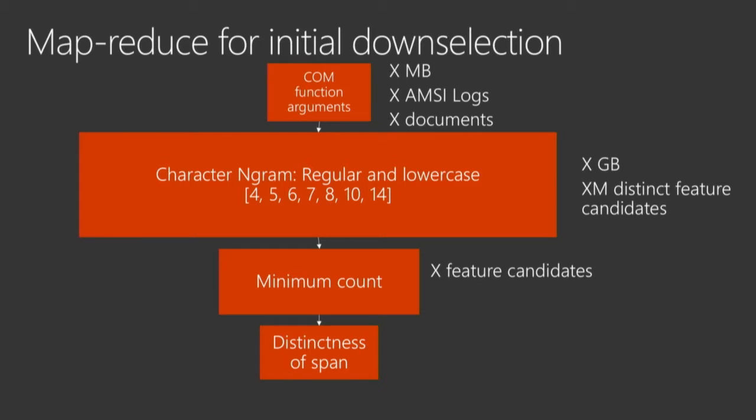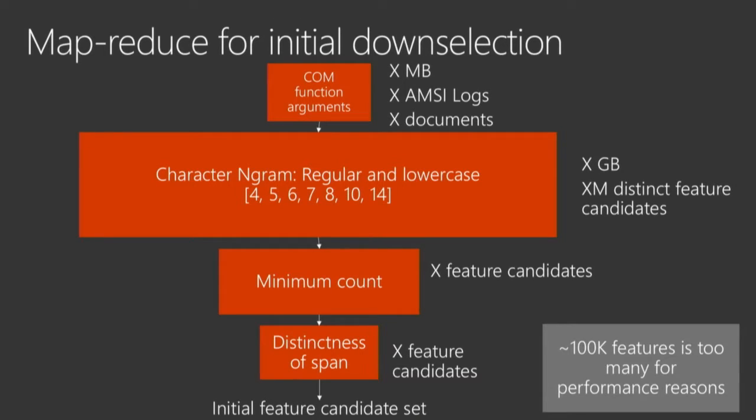We don't want to include 10,000 features that describe the same 10 files over and over again. So the distinctness of span requirement means that we're only willing to take at most 2 features that describe the exact same set of files, because the features are perfectly parallel. So this gives us our initial feature set candidate, and in this case, it gives us about 100,000 features to deploy. And this is too many features to deploy for performance reasons.